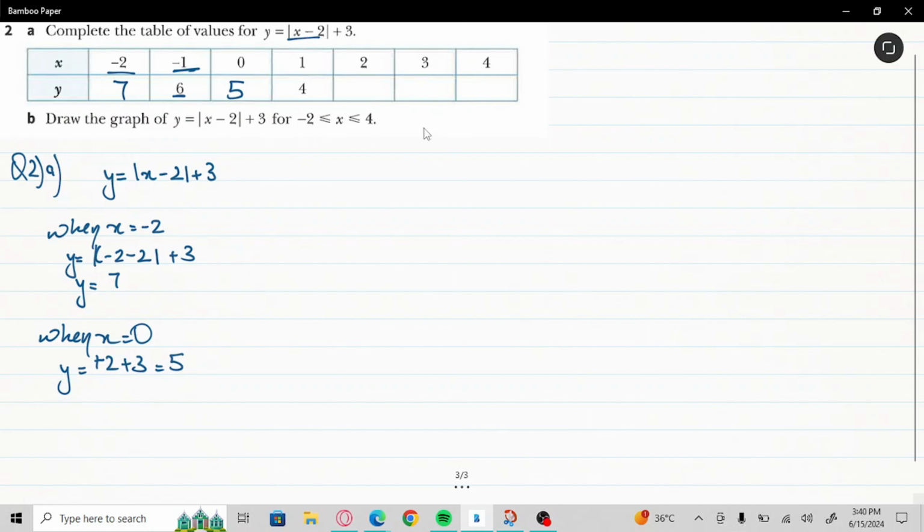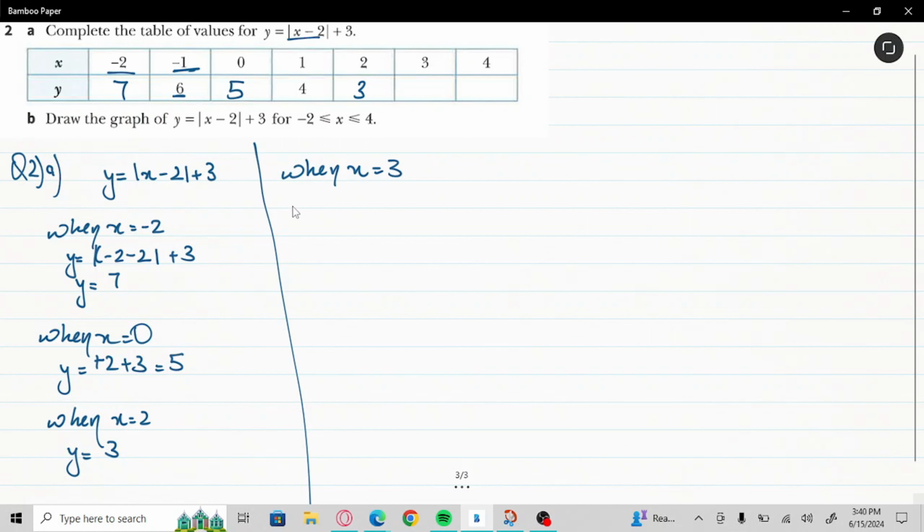We are going to write 7 here. And when x is equal to 2, we have y is equal to modulus of 2 minus 2, which is equal to 0. So it's not going to be anything plus 3 only. And we have to mind my line. It's really bad, I know, but bear with me. When x is equal to positive 3, we have y is equal to modulus of 3 minus 2, plus 3. And 3 minus 2 is equal to 1. So 1 plus 3 is 4. Y is equal to 4.